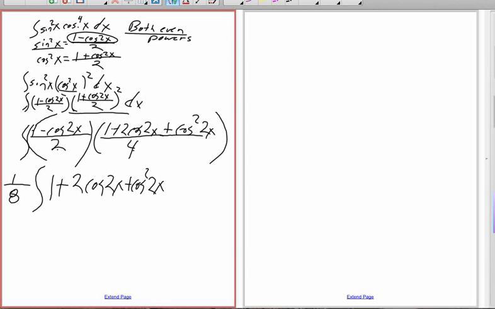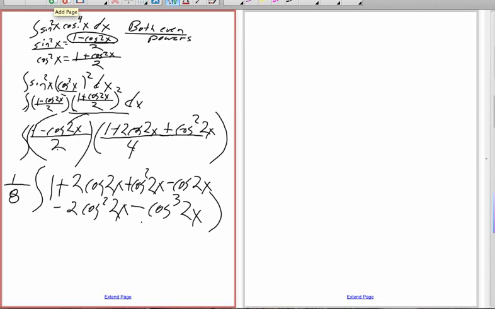And I'm going to have minus cosine of 2x, which is distributing this, minus 2 cosine squared of 2x minus cosine cubed of 2x.